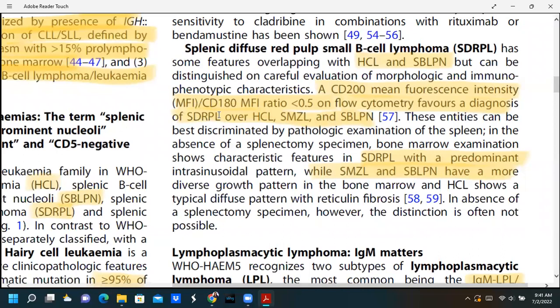by CD180 MFI ratio of less than 0.5 on flow cytometry favors a diagnosis of diffuse red pulp over hairy cell, marginal zone, and splenic B cell with prominent nucleoli. So that is a small, not small, but important finding. Those labs who are actually doing CD200 versus CD180 MFI ratio, I don't think private labs will be doing this anytime soon. But those academic institutions that are doing CD200 versus CD180 MFI ratio, if it is less than 0.5, you can separate the category of diffuse red pulp.